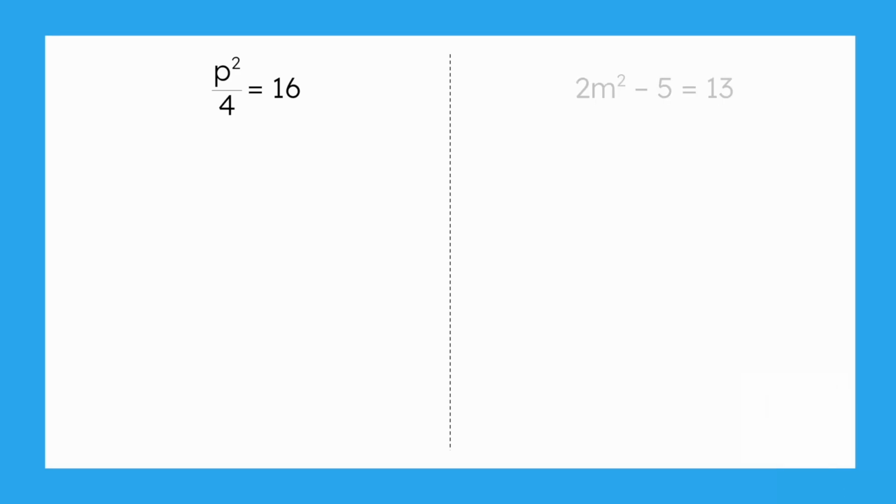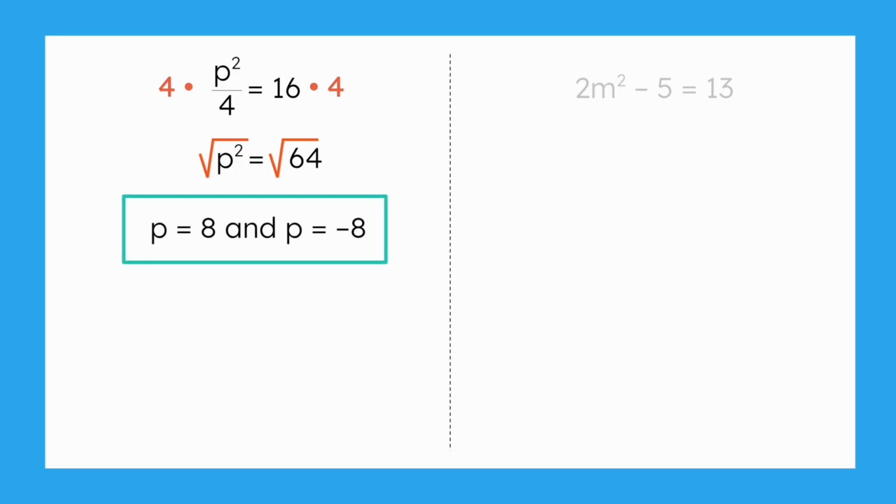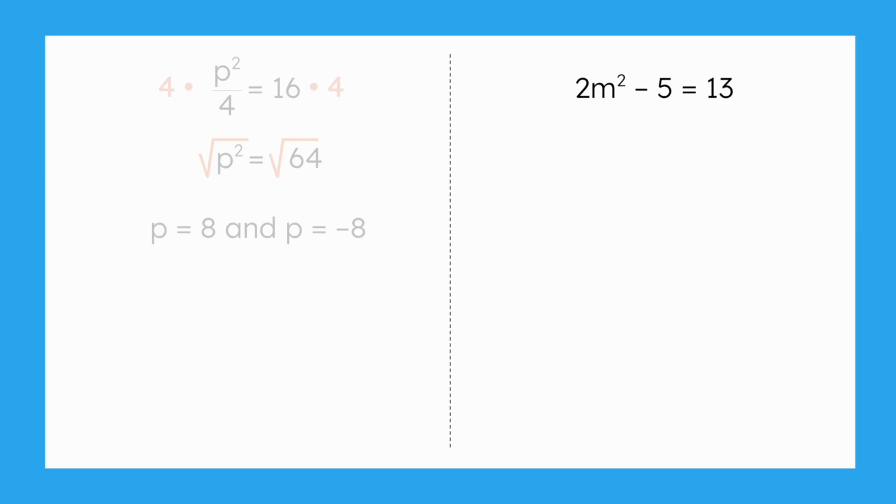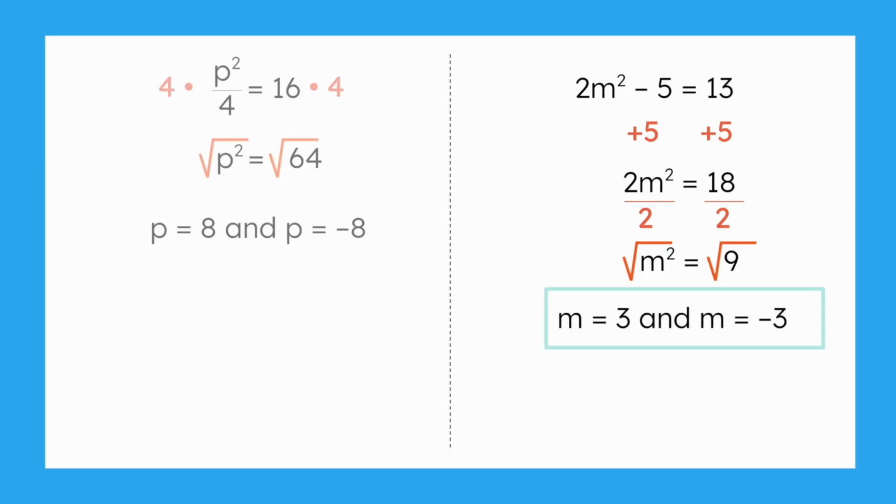To isolate p squared, I multiplied both sides by 4. That gave me p squared equals 64. Then, to undo the square, I took the square root of both sides, which gave me p equals 8 and negative 8. For this equation, I started by adding 5 to both sides. That gave me 2m squared equals 18. Then, I divided both sides by 2 to get m squared equal to 9. Finally, I took the square root of both sides to get m equals positive 3 and m equals negative 3. Is that what you had? If not, pause here and correct any errors.